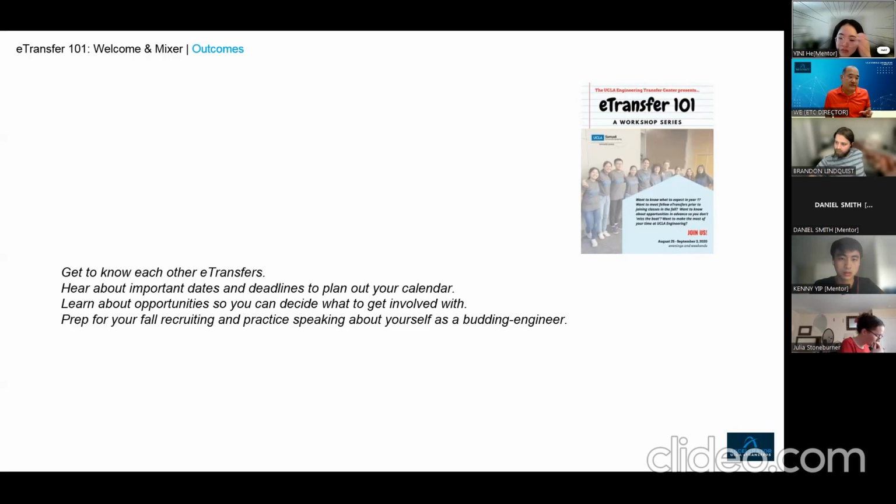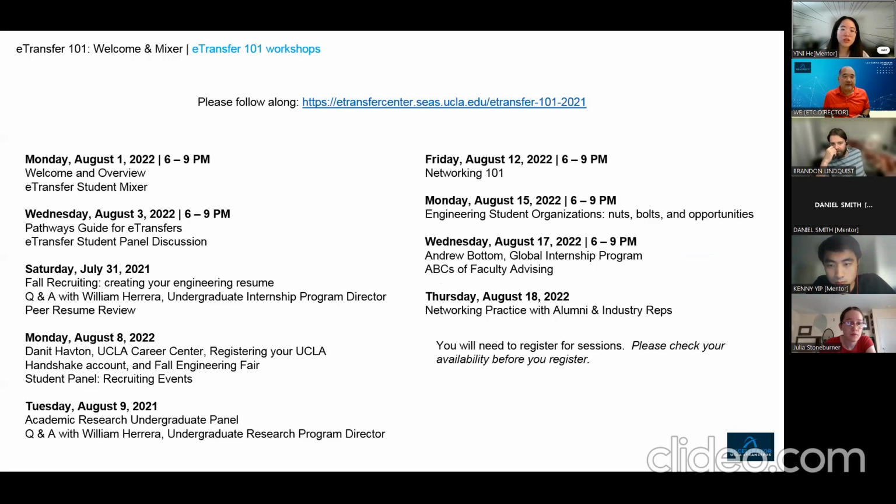And then a big portion of eTransfer 101 is about preparing for your fall recruiting, right? Practice speaking about yourself as a budding engineer, putting together your engineering resume and your other artifacts, and then getting the skinny from our students on how to do it all, right? And so that's a little bit of the focus and the outcomes of eTransfer 101, okay? So these are all of the different sessions that are part of eTransfer 101. And I'm going to go through each one with a little bit more detail with the hope of being able to explain why we're doing it and what you should get out of it, okay?